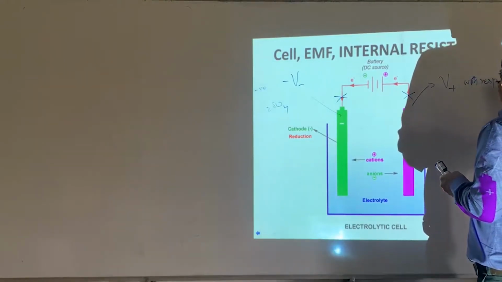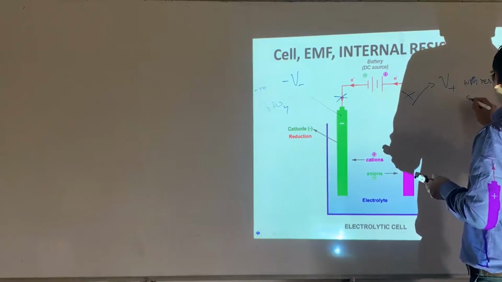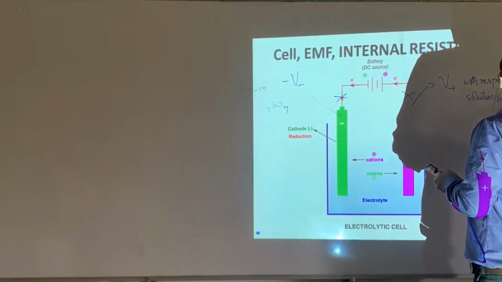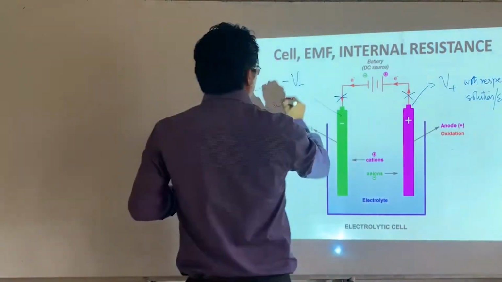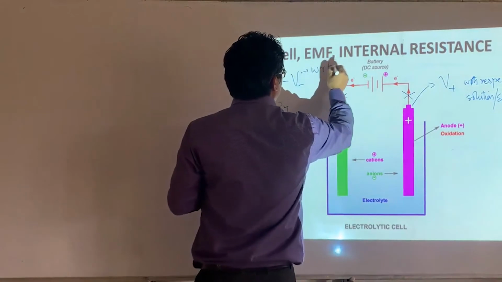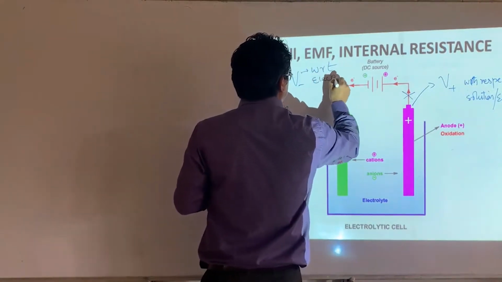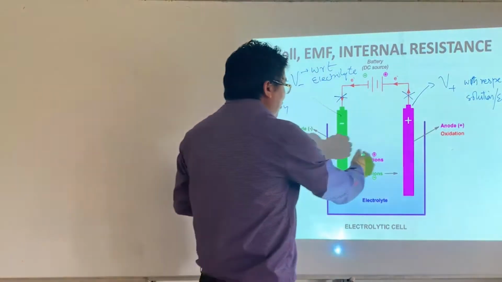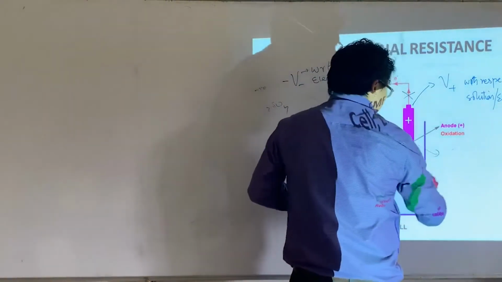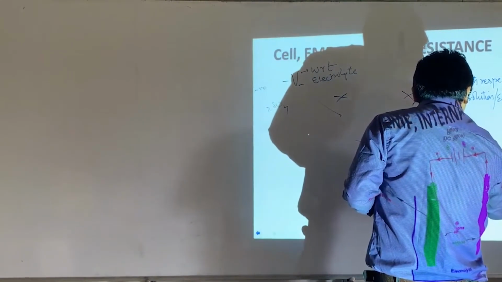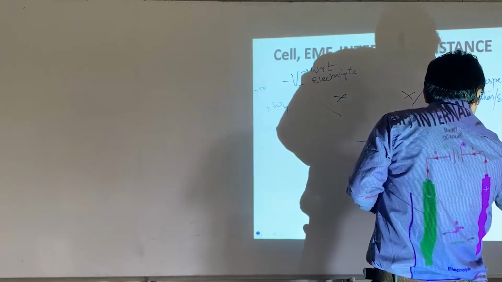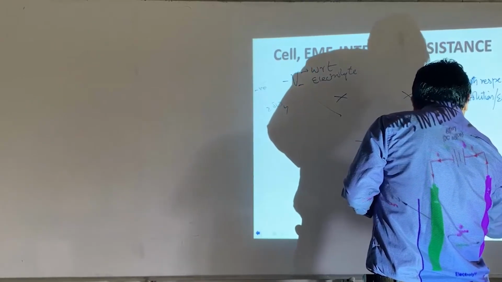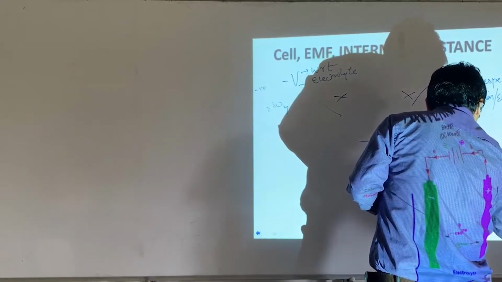This is a positive potential with respect to the solution, or I say electrolyte, and this is a negative potential with respect to the electrolyte. Since there is no current, the potential throughout the electrolyte remains the same, or constant.